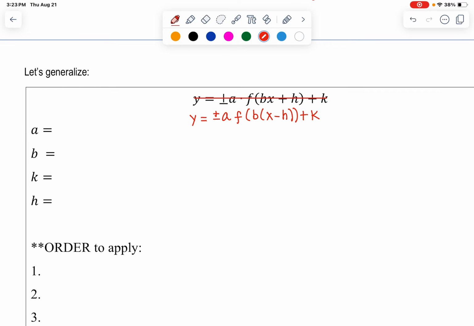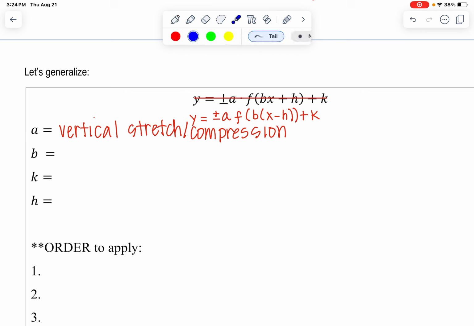Let's do it the way that it has here. So A is this value right here, okay? It's outside the function. These are inside, right? This is inside, this is inside, these are outside, okay? So outside the function would be vertical. And that multiplier there is either a stretch or compression based on if the absolute value is greater than 1 or less than 1, stretch, compression. Okay, the b value is inside the function, right?